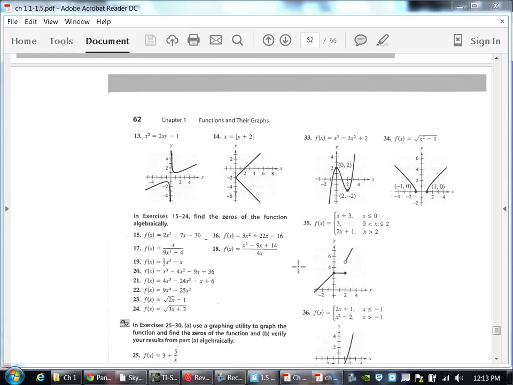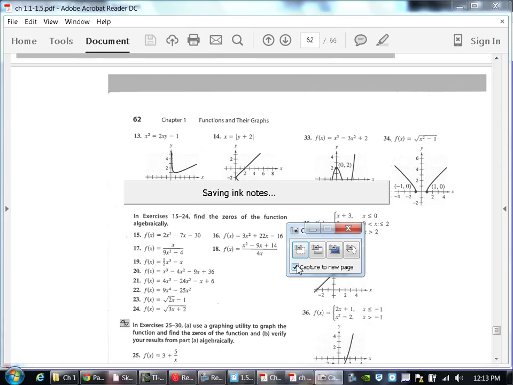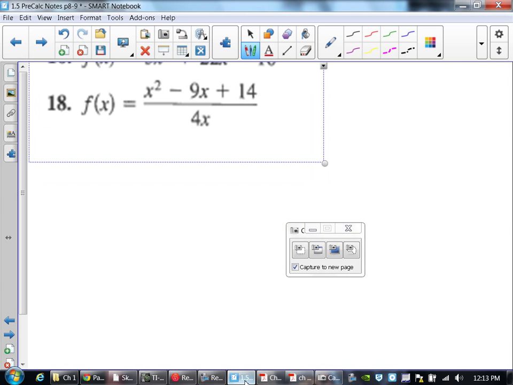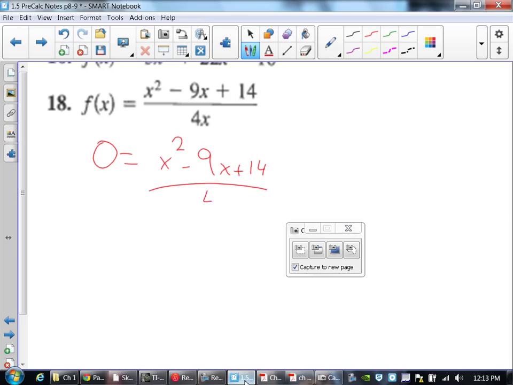Remember, when you're finding zeros of a function, all you're doing is setting the function equal to 0. So I get 0 equals x squared minus 9x plus 14 all over 4x. Isn't that fraction equal fraction? When you have fraction equal fraction, you cross multiply. So what's 0 times 4x? 0. You don't have to put the x there because it's redundant at that point. So now all you have is 0 equals x squared minus 9x plus 14.